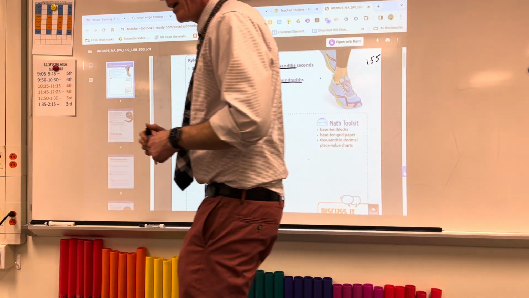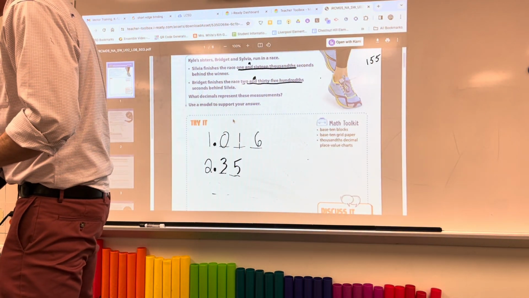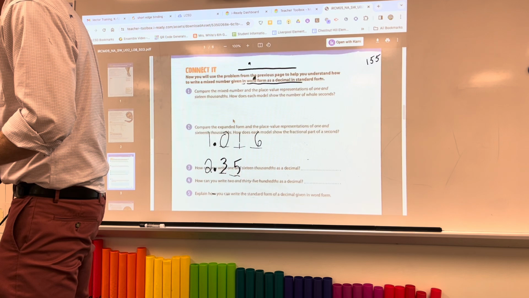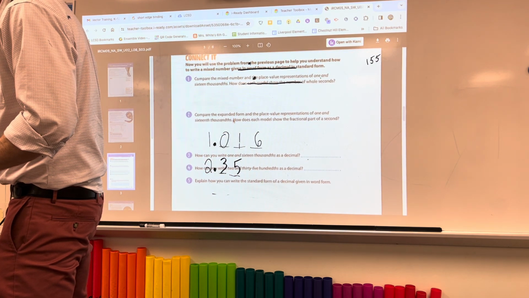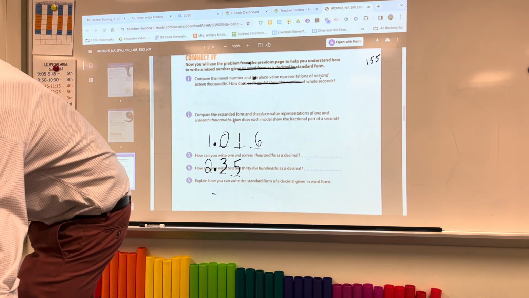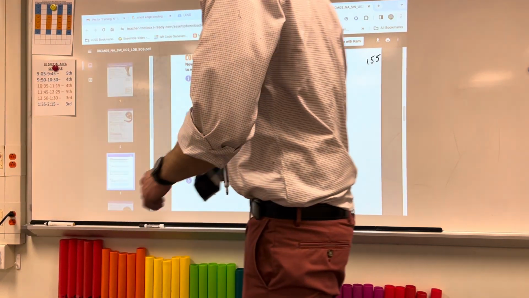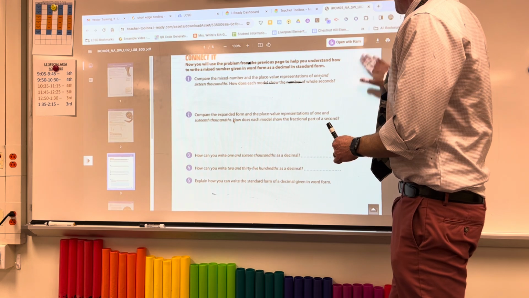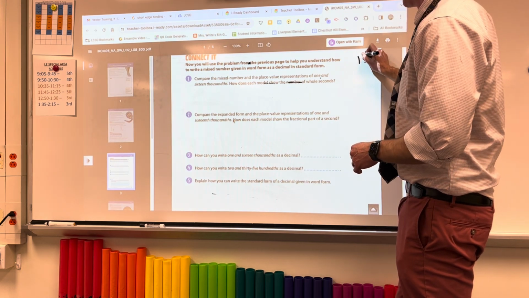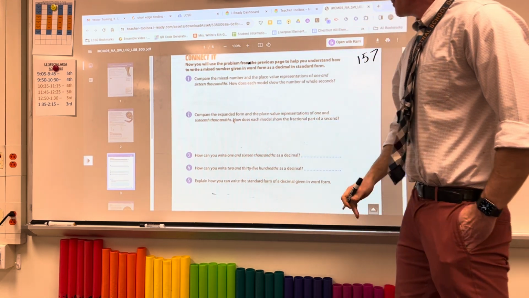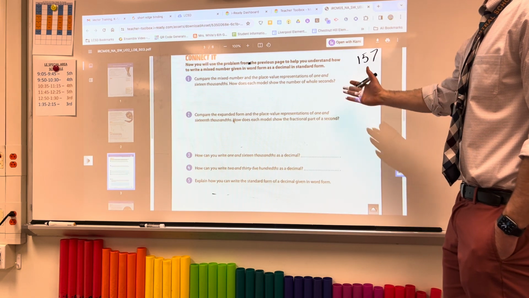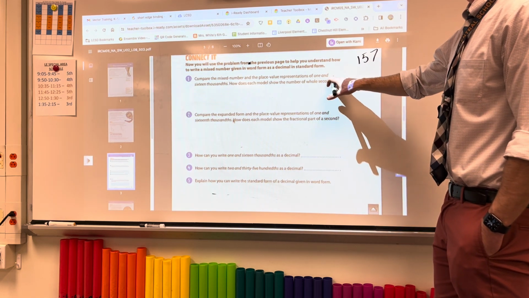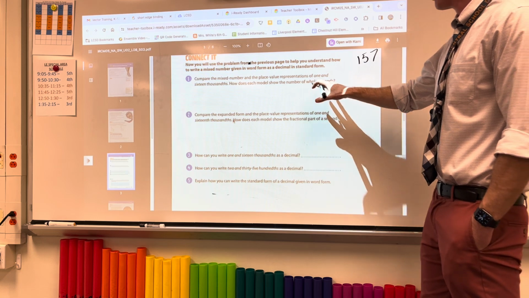We're going to jump ahead past the next page. We're going to go right to 157. So at the top of 157, compare the mixed numbers of place value representations 1 and 16 thousandths. How does the model show the number of whole seconds?